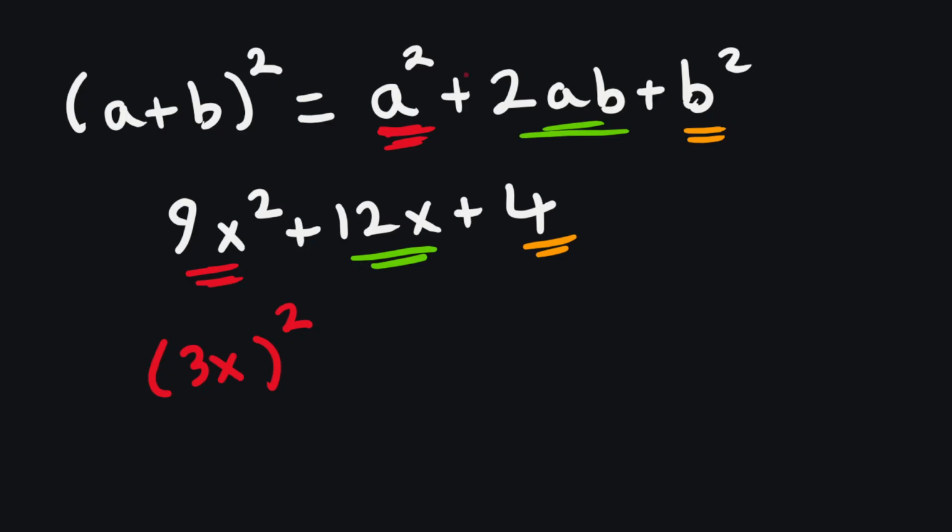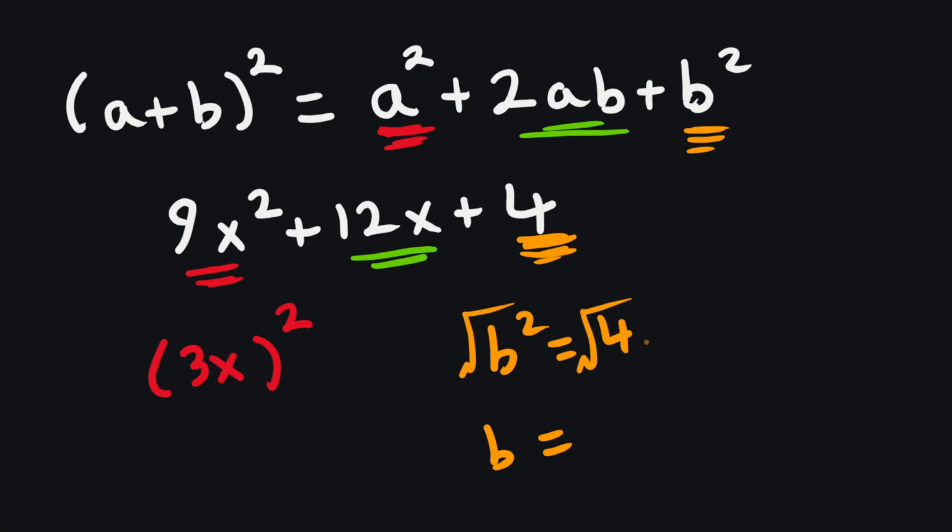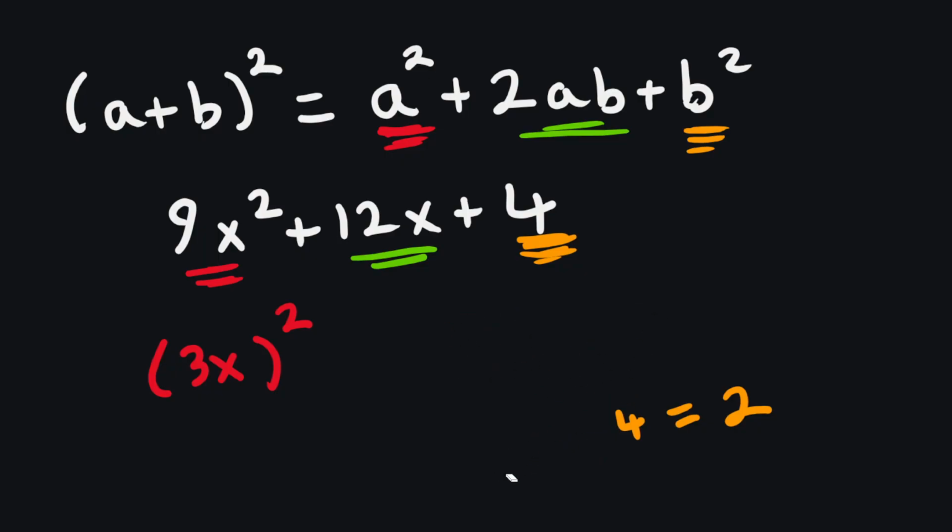Excellent. And before we get to this middle term, let's actually do the last term, the third term, positive 4. So this is supposed to be our b squared. So b squared is supposed to be 4. What is b then? Well, we'll take the square root of both sides. b is the square root of 4, which is 2. Perfect. So let's write that in. b is 2, so 4 can be written as 2 squared, the b squared in this situation.